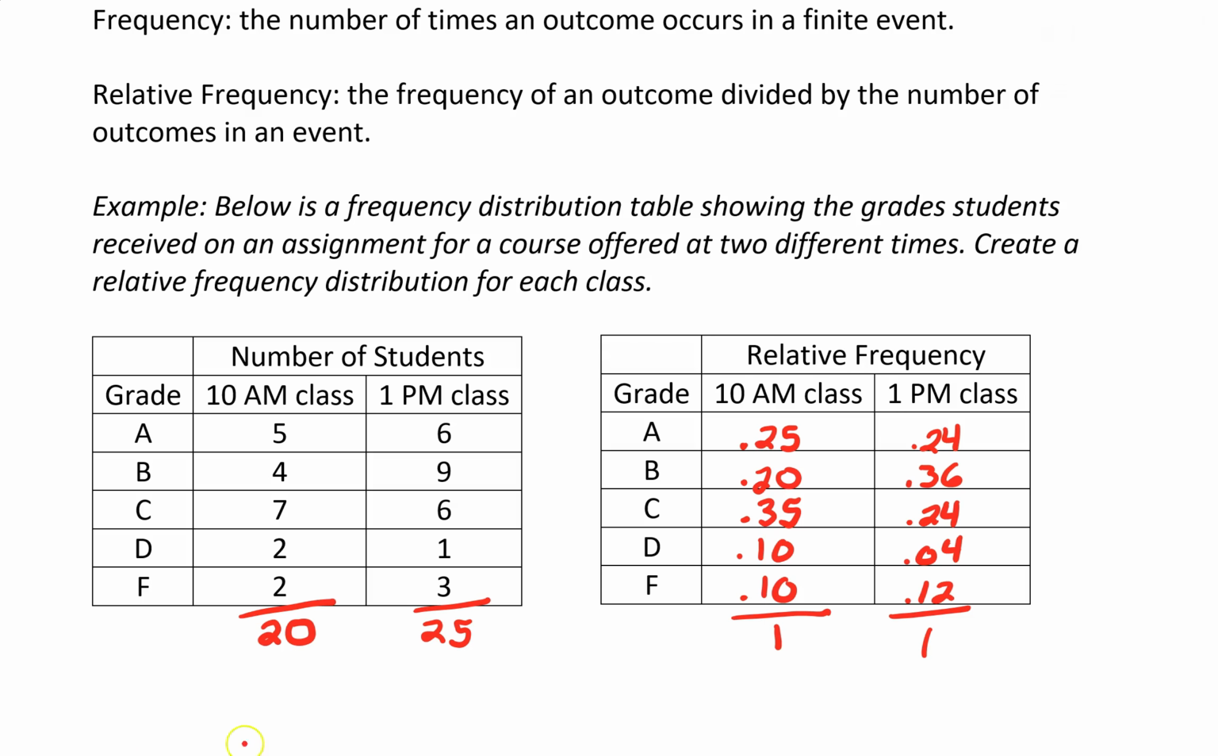A relative frequency table can actually have more use than a frequency table. In a relative frequency table, everything is a percentage. So because everything is a percentage, we can compare similar items together. Earlier in the frequency table, when we saw 5 people got an A in the 10 a.m. class, 5 out of 20, well, that's different than when we compare 6 to 25. And when we change them to relative frequencies, we can see that 25% is a little bit more than 24%.